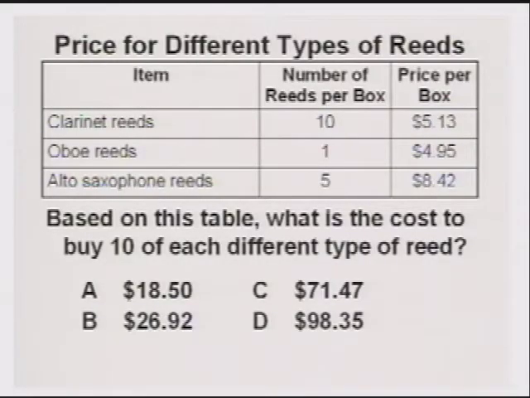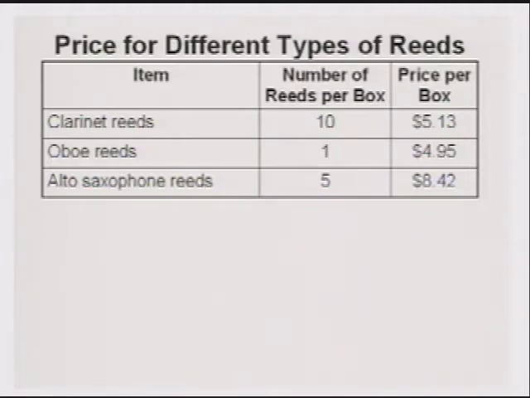The first thing I would do when looking at charts like this is just get rid of the question, so they don't even look at that. They're just looking at the graph and pulling the information from the graph or the table. So from here, for example, the students would just pull out clarinet reeds, there's 10 per box, and they're $5.13. So they're just pulling out piecemeal versus looking at the whole thing.